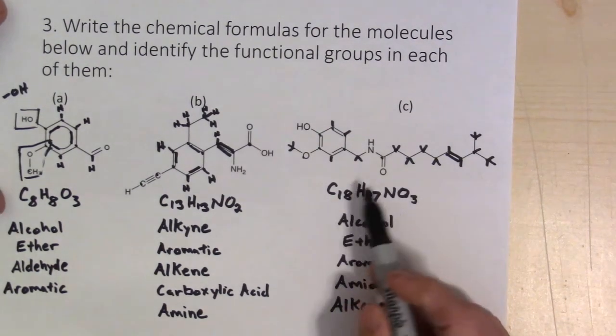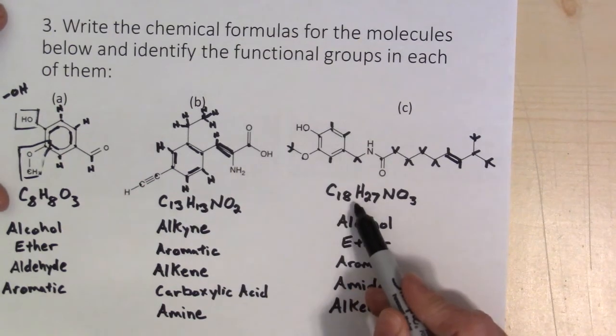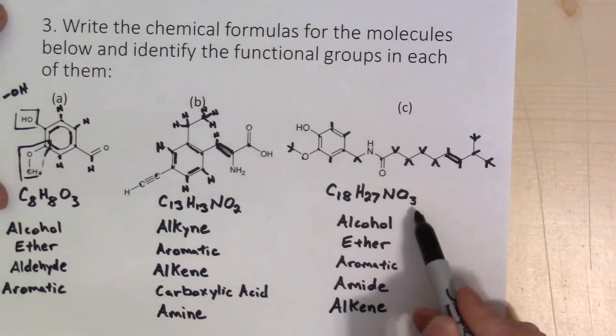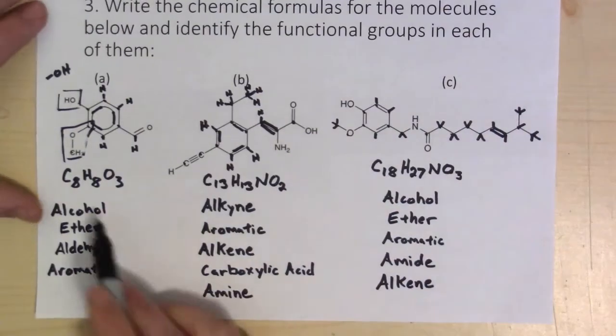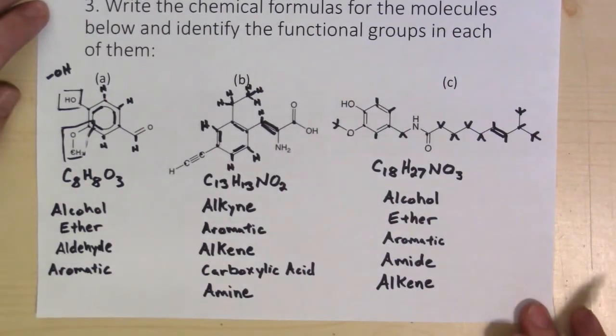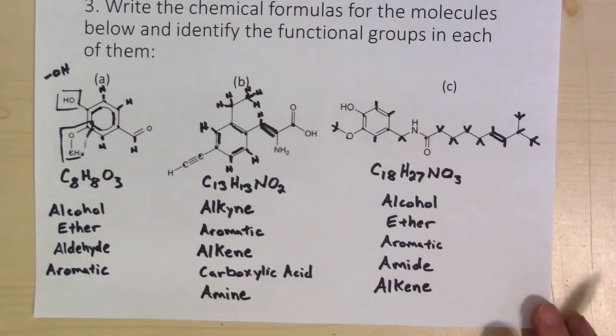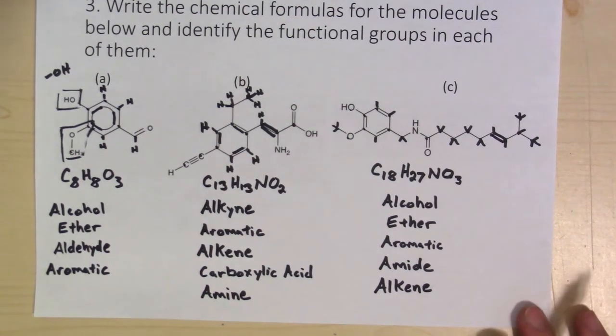So the formula for C again is C18H27NO3. These are the 5 functional groups that are present. So these are the formulas and functional groups for each of the molecules shown for each of the 3 parts of problem number 3.